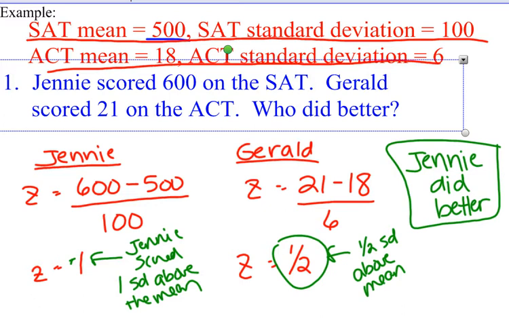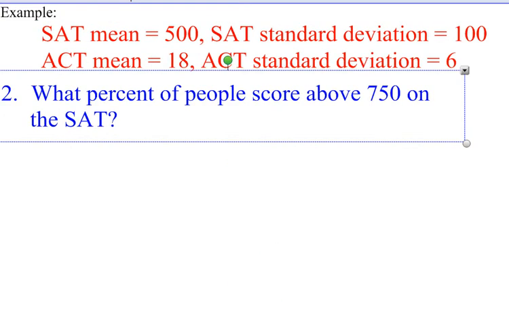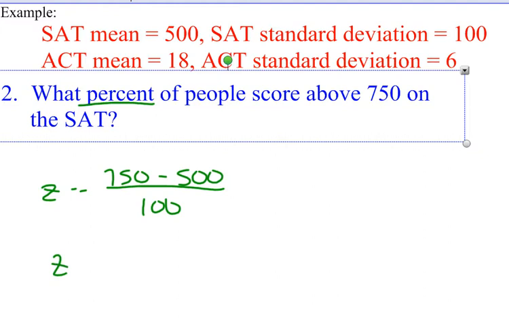Okay? Now, number 2, same idea, but it says what percent of people scored above 750 on the SAT. When they ask for a percent, that's not a Z-score, that's a percentile, and we get percentiles from our Table B. That's where we look that up, unless we're going to use our calculator later. So before I can find a percent, I have to find the Z-score. So I'm going to look at 750 as my number, minus the mean of 500, divided by the standard deviation of 100, and I get a z-score of 2.5.